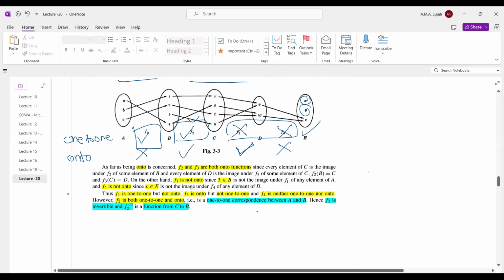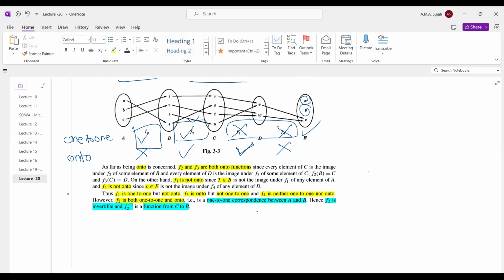Then if you look at onto, F2 and F3 both are onto, right? Onto means every element in the codomain has at least one relation, at least one assigned from the domain.